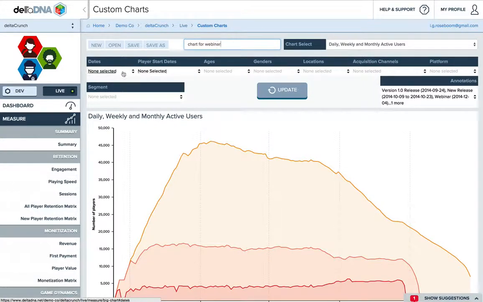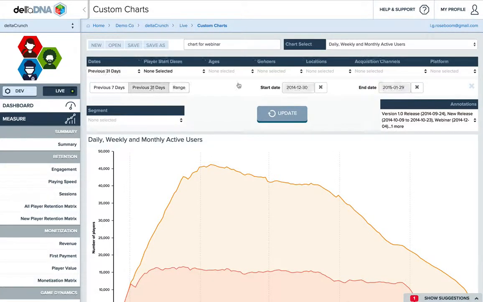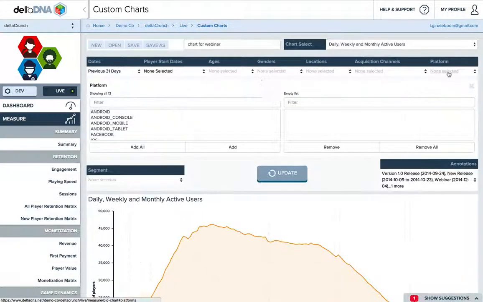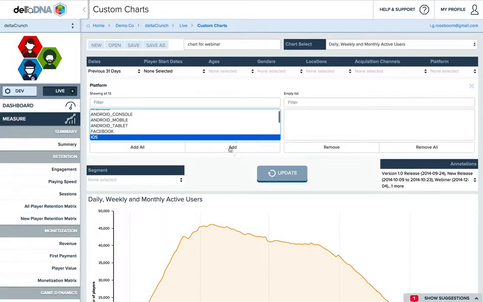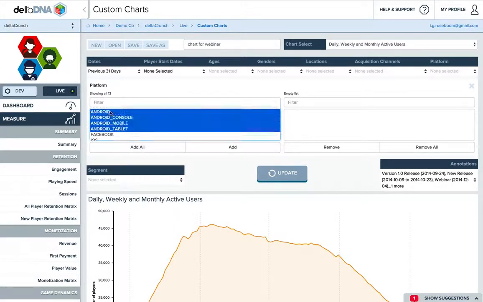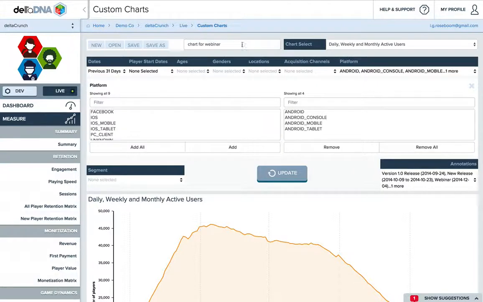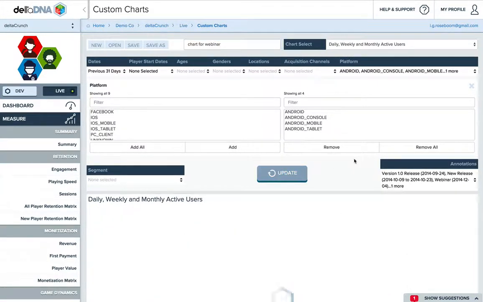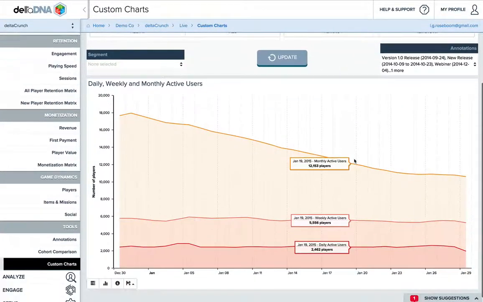And then we can configure this any way we like. So say we'll take the previous 31 days, and then maybe we just want people that are on Android, say. Or let's just take all the Android guys. Okay, so now we can update that. So now we're just looking at our active users on Android.